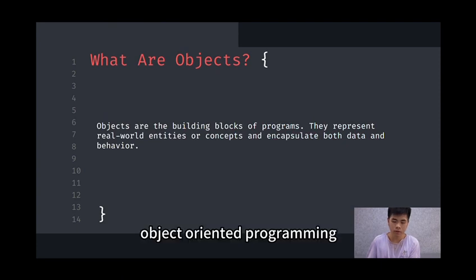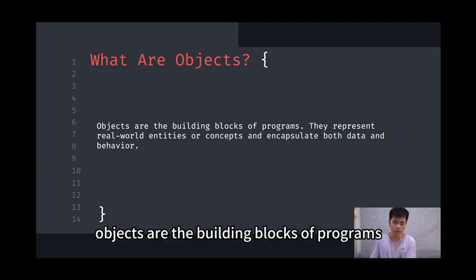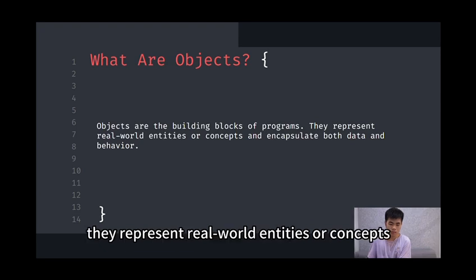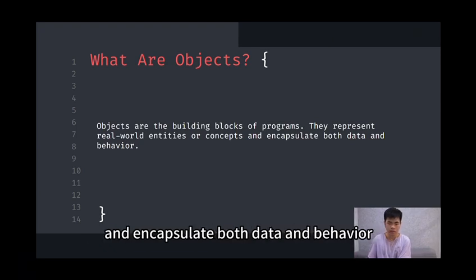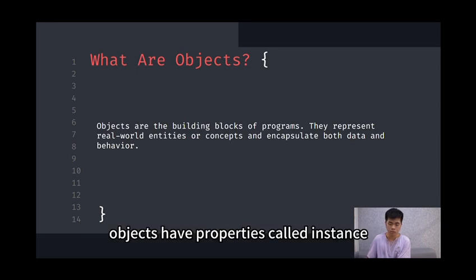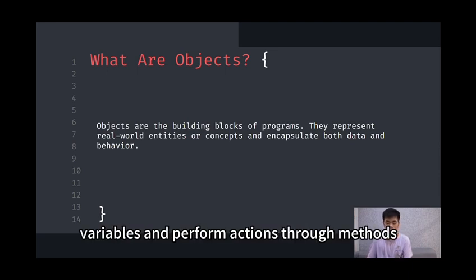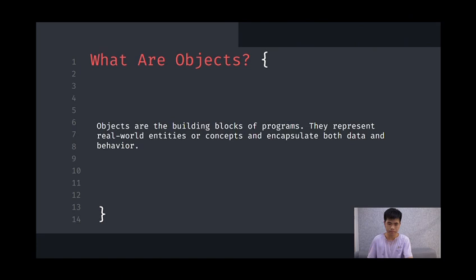In object-oriented programming, objects are the building blocks of programs. They represent real-world entities or concepts and encapsulate both data and behavior. Objects have properties called instance variables and perform actions through methods.